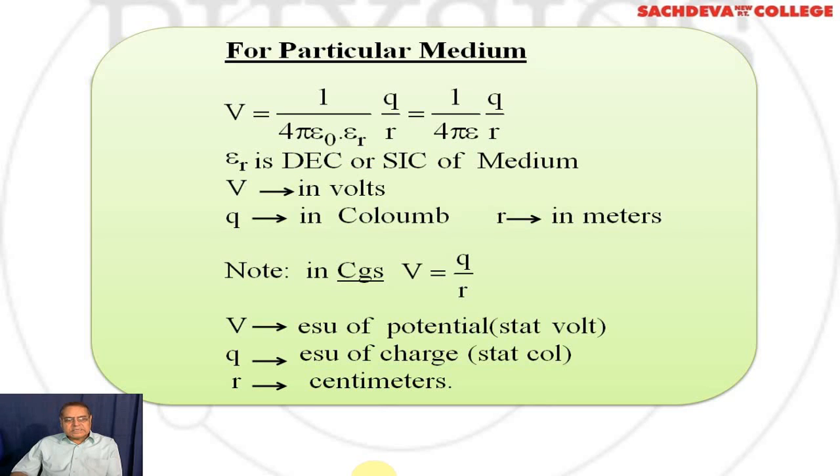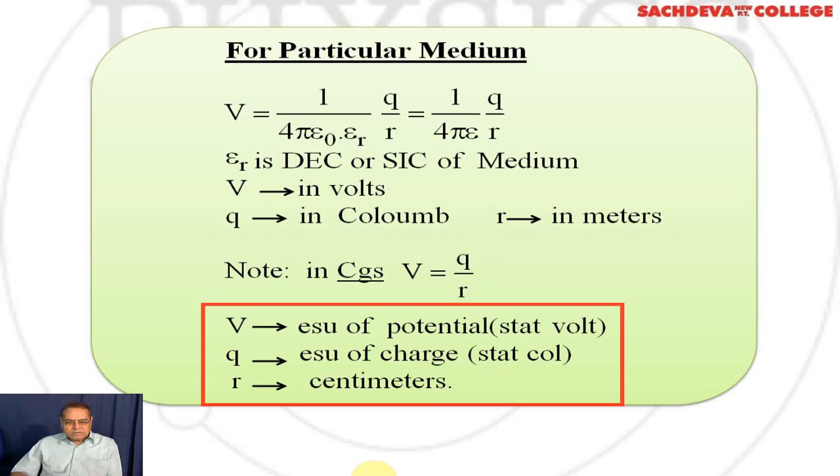But in the CGS system, you will find we don't adopt the convention of K. We simply write the formula V is equal to Q over R. V is taken in the electrostatic unit of potential, that is stat volt. Q is the charge taken in the electrostatic unit of charge, that is stat coulomb. R will be in centimeters.